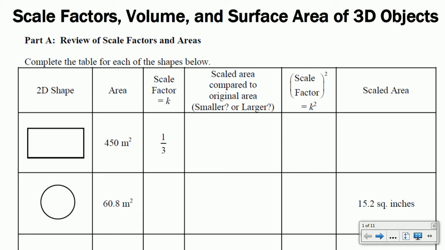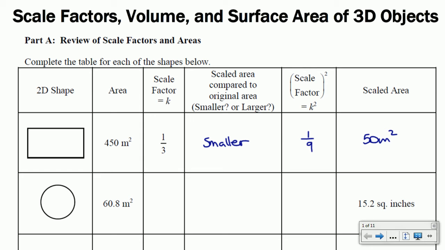In the first row we have a rectangle with an area of 450 meters squared, a scale factor of 1/3. Because 1 divided by 3 would give us 0.3 repeating, that's between 0 and 1. So the scaled area would be smaller. The scale factor squared would be 1/9, because 1/3 times 1/3 is 1/9. And to determine the scaled area, we divide 450 by 9, giving us 50 meters squared.